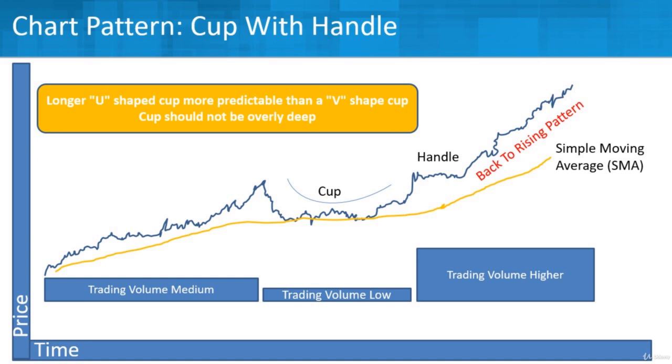Also, the cup shouldn't be overly deep. The idea is you've had some indecision, you have some profit taking, but it shouldn't be driven way down low. It should certainly not be driven below the simple moving average line. That's what helps us with our cup. So it should not be overly deep.